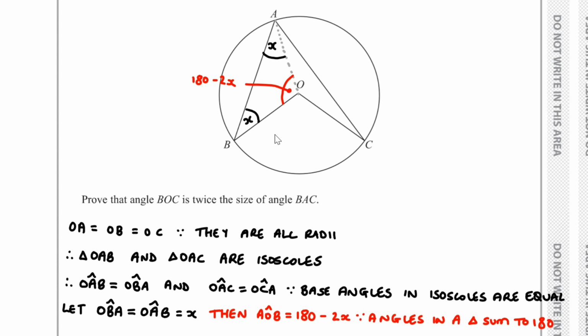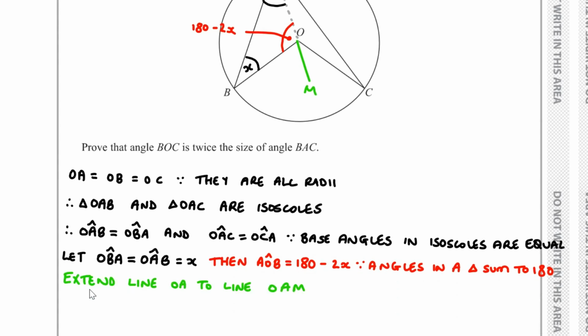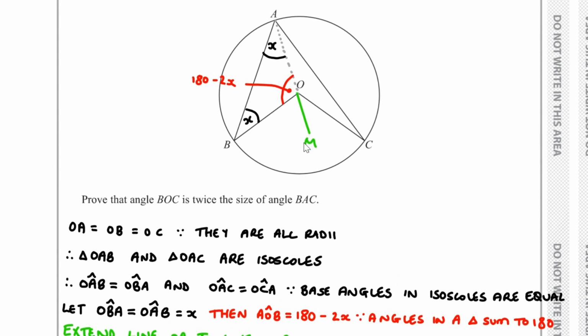Now, what we will do now is extend the line OA to OAM. So let's just show that in green. So we're going to be extending this line down here to a point, say, M. So let's just write that down. So extend line OA to OAM. That's what we see in green here.